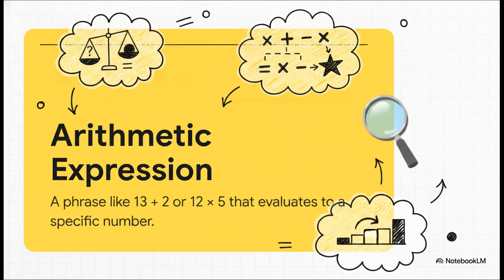You see, just like English has descriptive phrases, math has what we call arithmetic expressions. An arithmetic expression is just a mathematical phrase. Think things like 13 plus 2, 20 minus 4, or 12 times 5. And the absolutely crucial point here is that every valid arithmetic expression always evaluates to one specific number.